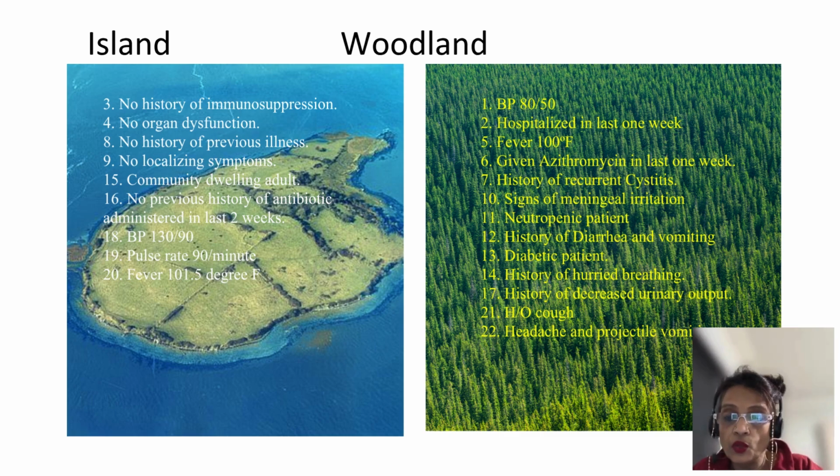And then 11 neutropenic patient, 12 history of diarrhea and vomiting, 13 diabetic patient, 14 history of hurried breathing, then 17 history of decreased urinary output, which is suggestive of renal impairment, then 21 history of cough, then 22 headache and projectile vomiting, which is suggestive of meningeal irritation. So these features do not fit into the definition of acute undifferentiated fever, while these features fit into the criteria of acute undifferentiated fever.